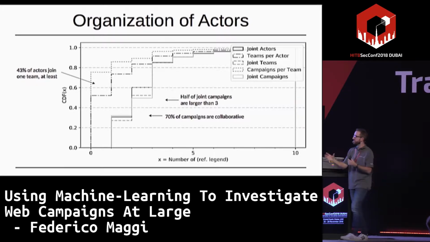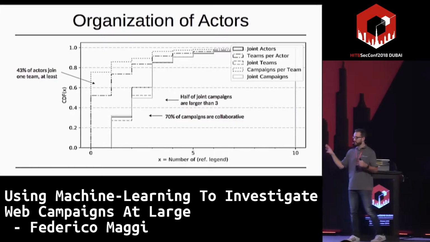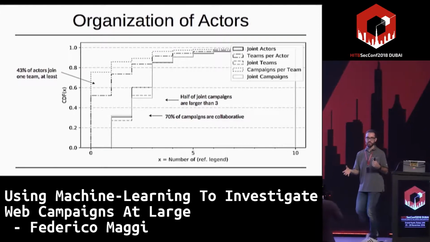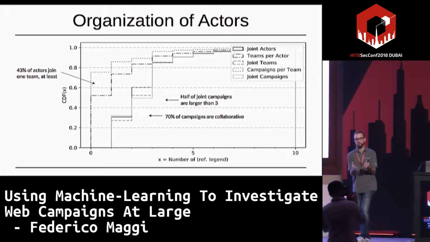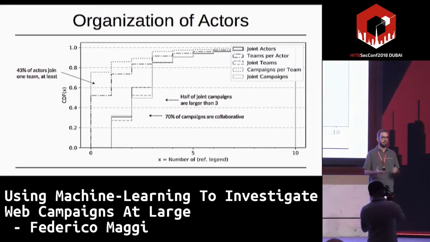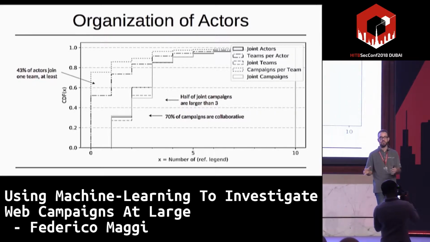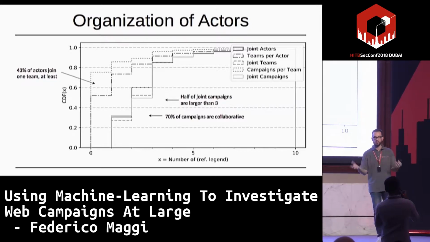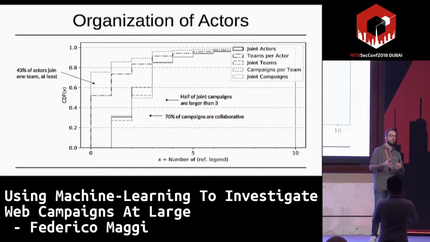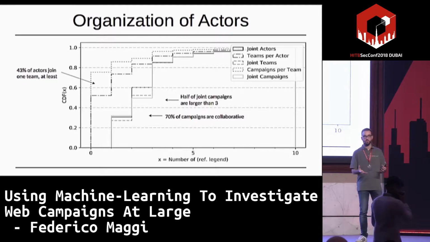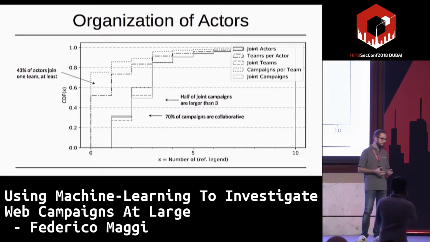All of these things, if you look at them written down, they kind of make sense, right? But we didn't have evidence so far. We didn't have the means to query a data set and say how many of these groups are collaborative, how many of these campaigns are collaborative, right? Now we can.